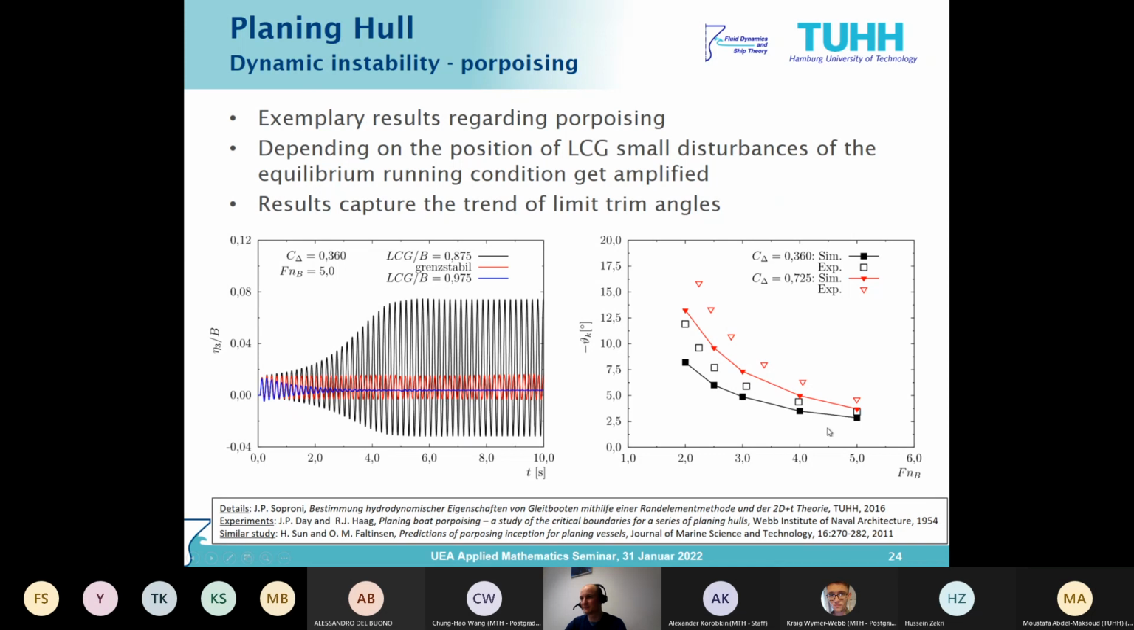Okay, and here is some comparison with experiments. Those are not the same experiments I showed you before. These are by Day and Haag, quite old, and you can see they show the same trends. However, there is some constant offset.